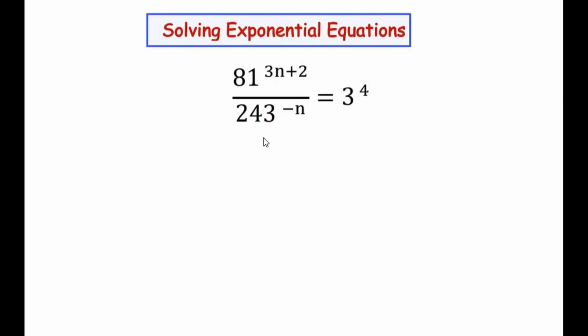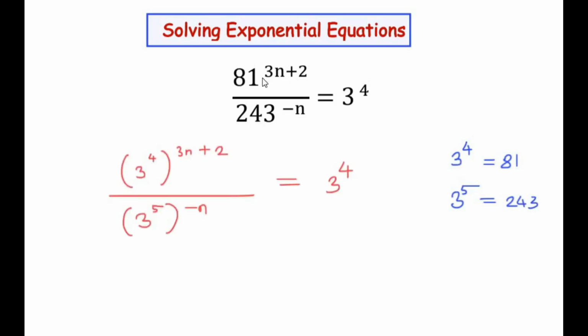Now for this next question, we need to find out a common base again. And here 81 and 243 can be written in terms of base 3. That is 3 to the power of 4 gives us 81. And 3 to the power of 5, we have already seen that it gives us 243. So let us write 81 and 243 in terms of base 3. So here 81 we have written as 3 to the power of 4 is raised to the power of 3n plus 2 divided by, in place of 243 we have written 3 to the power of 5 raised to the power of negative n is equal to 3 to the power of 4.